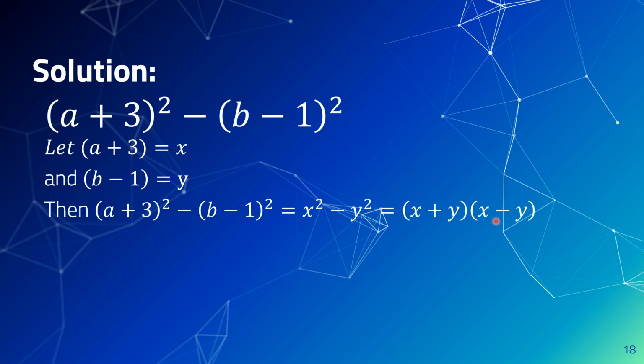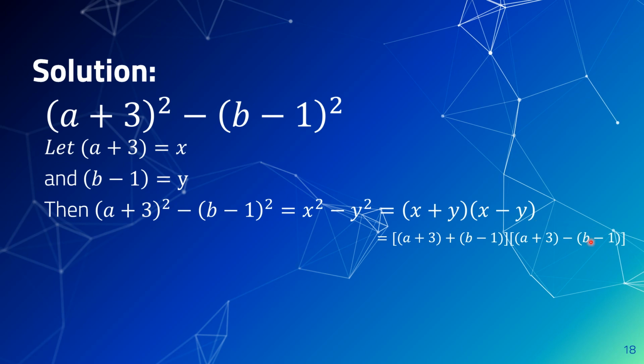Okay, so we said that x is equivalent to a plus 3 and y is equivalent to b minus 1. By that, we can replace here all x's with a plus 3 and all y's with b minus 1. And that is x is being replaced by a plus 3 plus y is being replaced by b minus 1. Then we have here x being replaced by a plus 3 and we have here y being replaced by b minus 1.